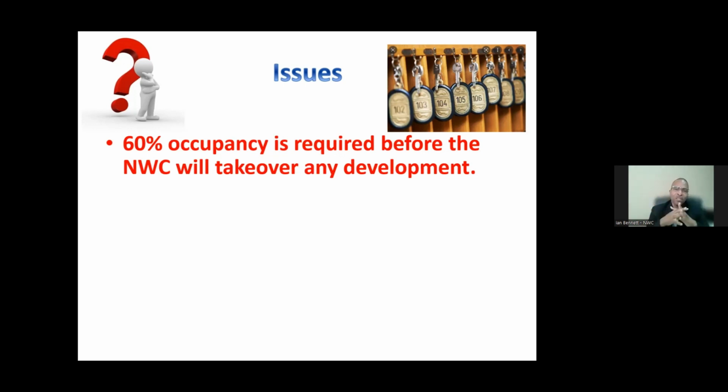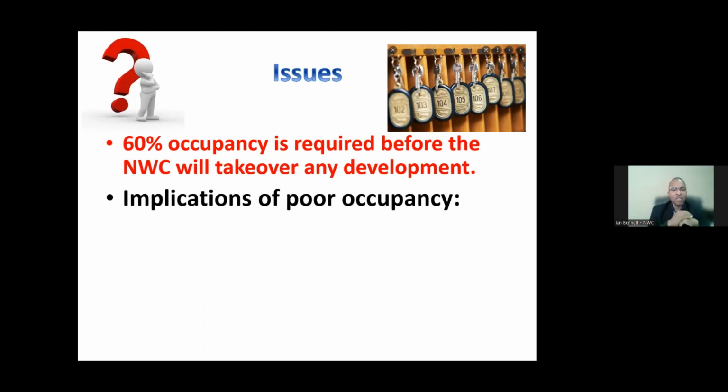And then the National Water Commission says to you, you need 60% occupancy before we will take over that development. And you might say, why? That is being unreasonable. That's not being very reasonable to us. Why do you need that? Well, here are some of the reasons.